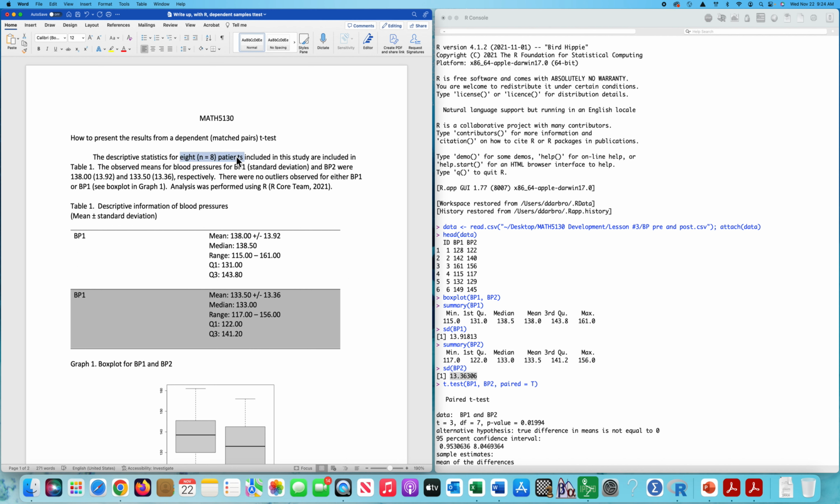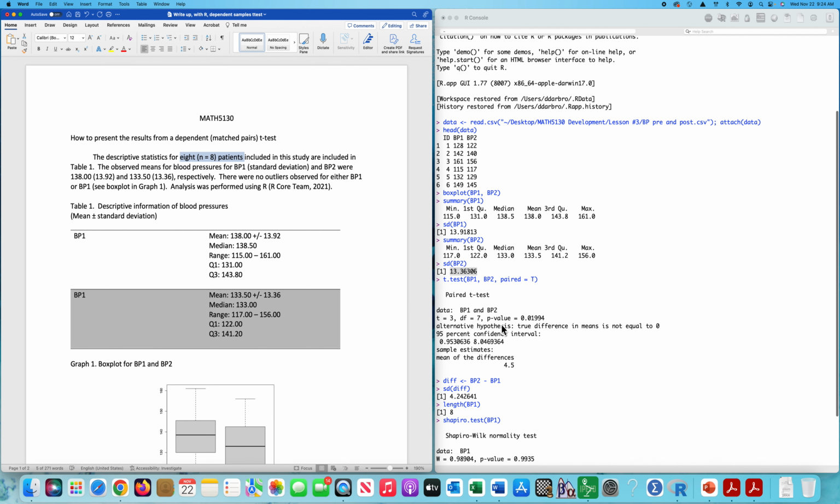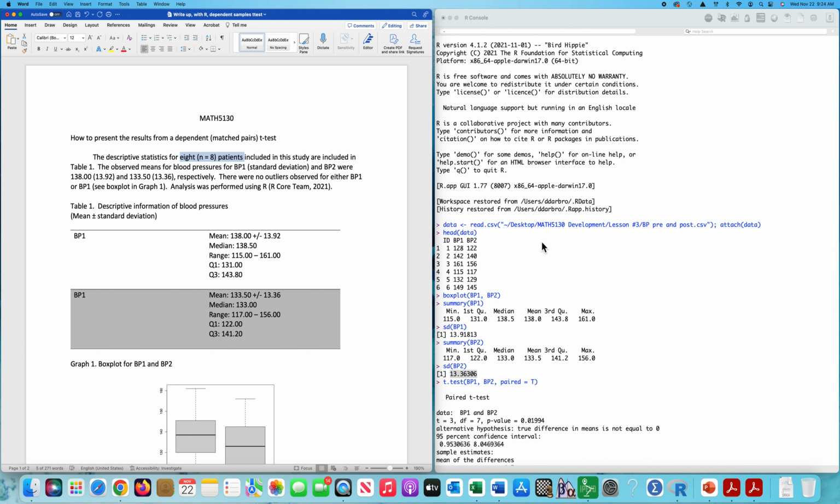First thing, let me pump the brakes and describe the data set to you just a little bit. We have 8. You can see down here someplace I did the length. So there are 8 subjects. And there's a blood pressure 1 followed by a blood pressure 2 measurement that are taken on the same person. So for example, the subject with ID 1 had a blood pressure of 128.